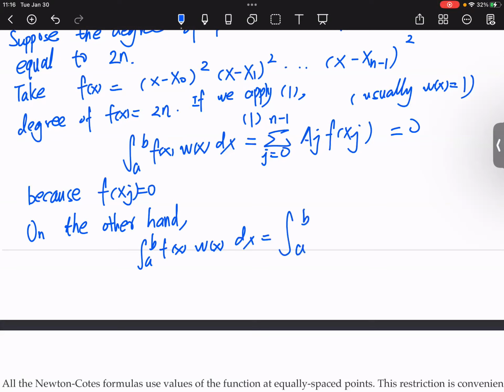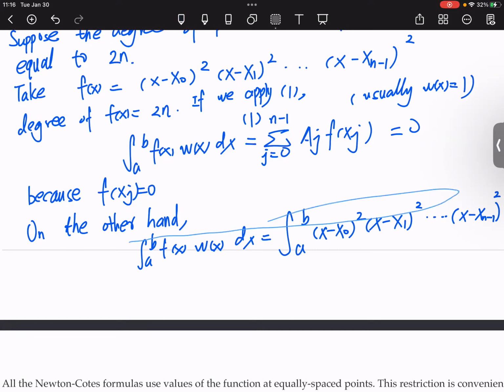What's the function f(x)? It's defined with n nodes, and it's (x - x0)^2 (x - x1)^2 ... (x - x_{n-1})^2, and that's the n nodes. And let me move this over to here.